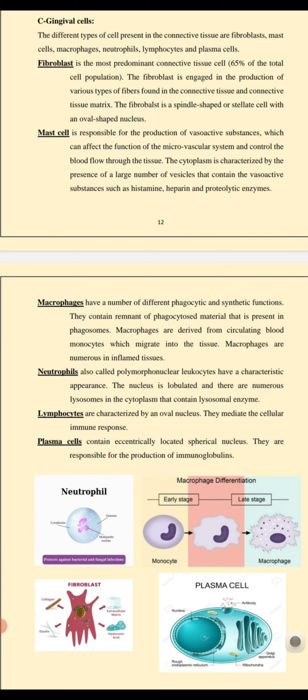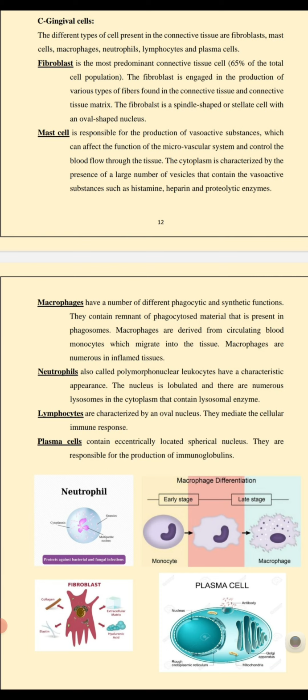Next is plasma cell. Plasma cells contain an eccentrically located spherical nucleus. They are responsible for production of immunoglobulins. Plasma cells are responsible for immunoglobulins. Lymphocytes are responsible for mediating the cellular immune response.